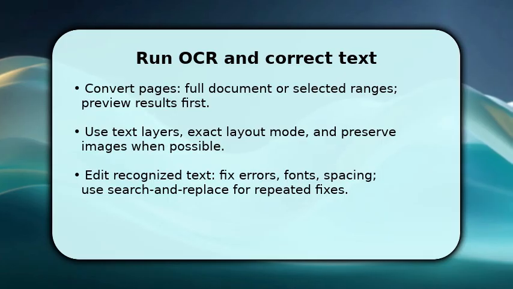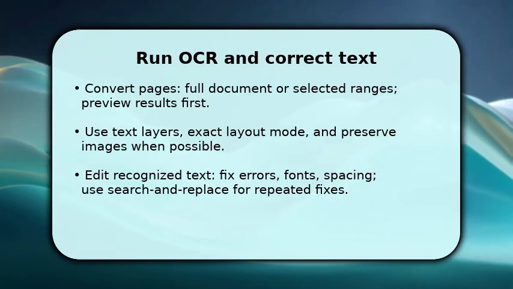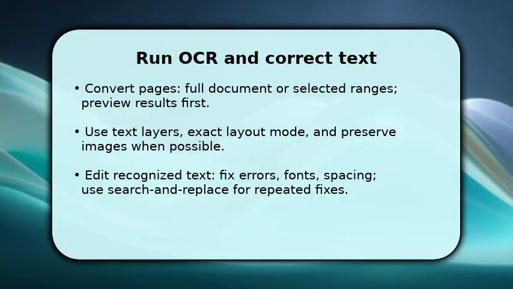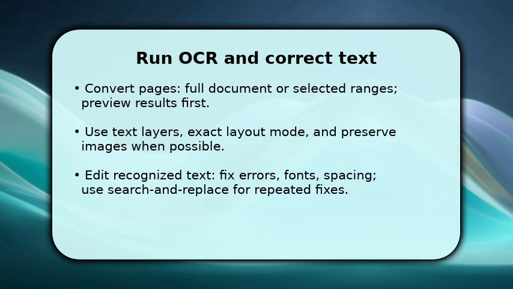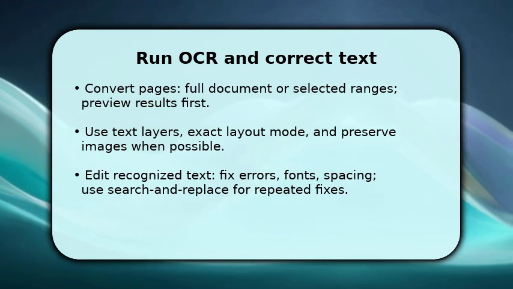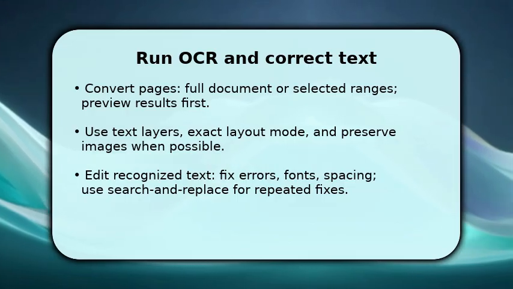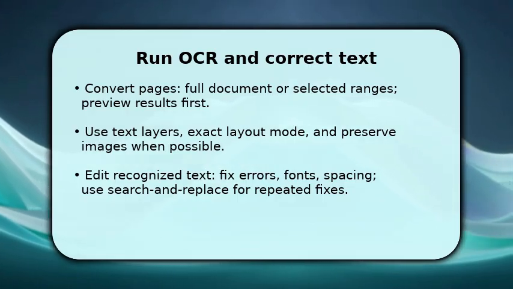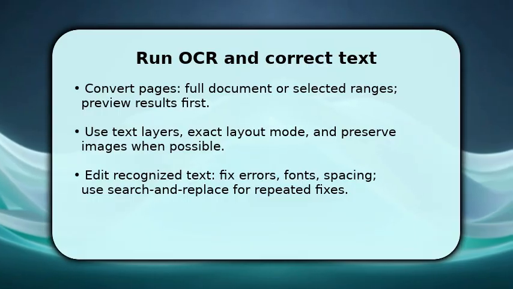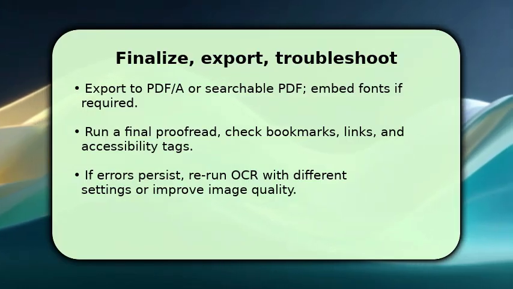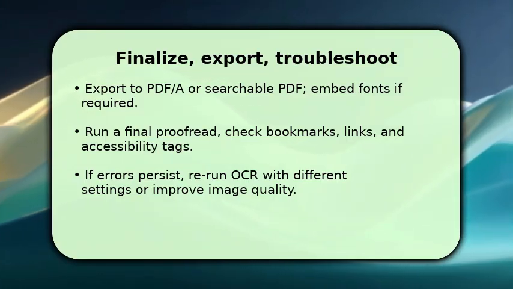After recognition finishes, enable the text layer and systematically correct failures. Look for swapped characters, missing diacritics, and split words. Use search and replace to fix repeated mistakes, and adjust font sizing and kerning so edited segments match the original. Save incremental versions as you finish by exporting a searchable, editable PDF and embedding fonts if distribution requires consistency.